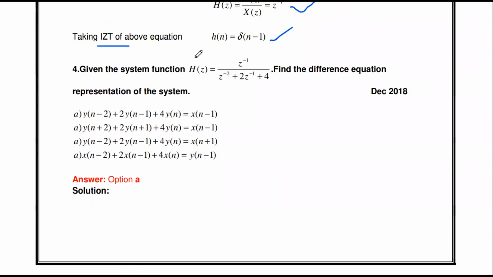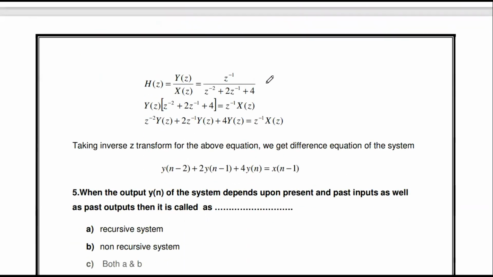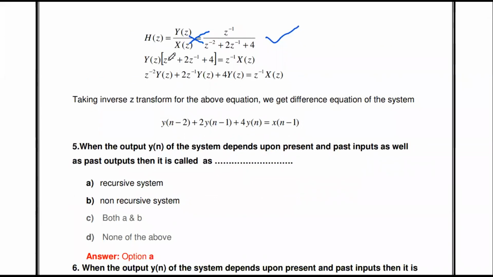So the system function H(z) is equal to this. From this, we have to find the difference equation. The four options are given. Which one do we have to calculate? To solve it, first you write the H(z) equation. Then you know H(z) is nothing but Y(z) divided by X(z). Then you cross multiply this term. So Y(z) multiplied with z power minus 2 plus 2 into z inverse plus 4 is equal to z inverse into X(z). Then you multiply Y(z) to each term, so you expand like this.